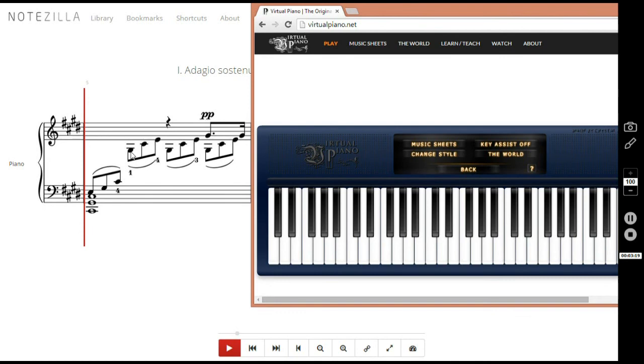In fact, this G with the ledger lines is referring to G3, which is the same pitch as this G, which is G3 as notated in the bass clef. And in both cases, if you're a step ahead of me from the key signature, it would actually be a G sharp or G sharp 3, which is this note.